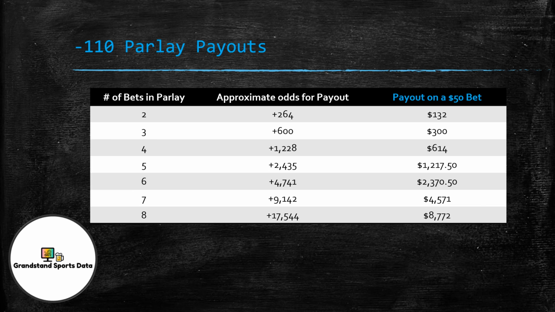Down for number of bets, for a 3-team parlay, the line would move to plus 600. So if you went 3-0 on a $50 parlay, you would get $300 profit. Now remember with the parlay, you cannot lose one individual game. You have to go undefeated in that parlay for it to be declared a winner.